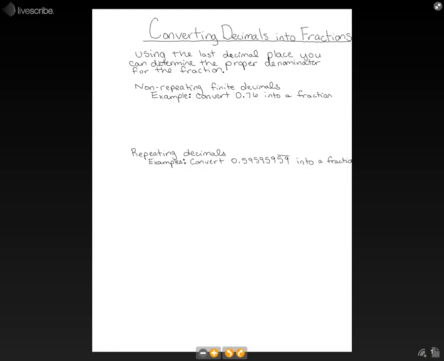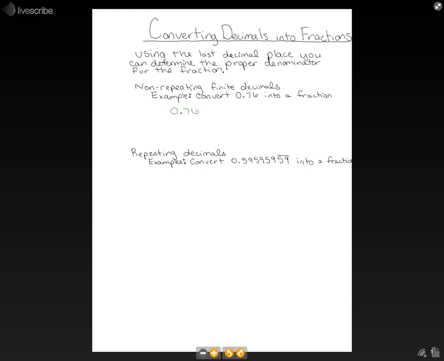Converting decimals into fractions. Whenever we're trying to convert a decimal into a fraction, we can use the last decimal place to determine the proper denominator for the fraction. For non-repeating finite decimals, meaning they don't go on forever, they have a definite end, we're going to convert 0.76 into a fraction.